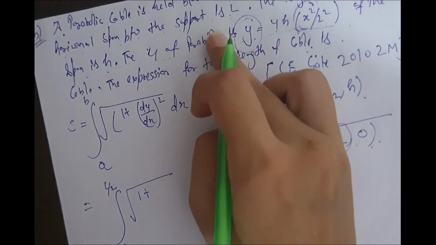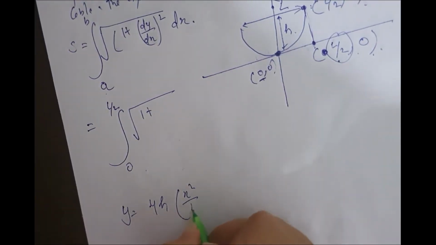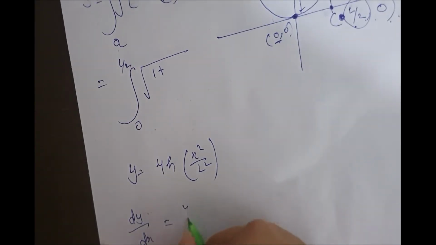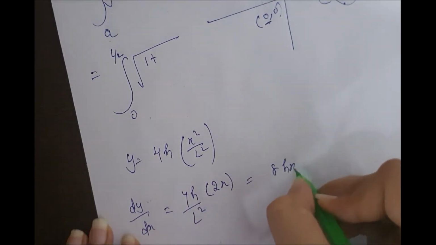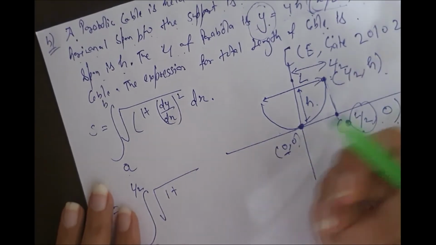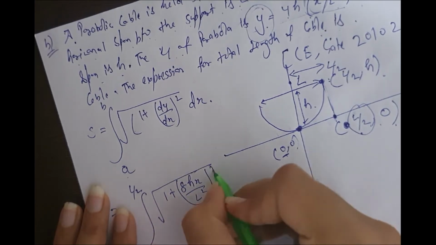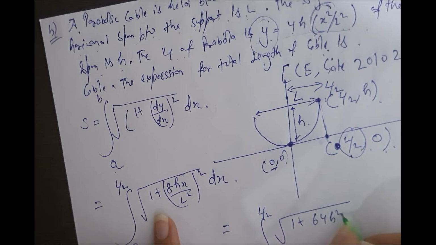Now differentiate it with respect to x. It will be... now put it here. It will be... now open it. It will be 64 h square.